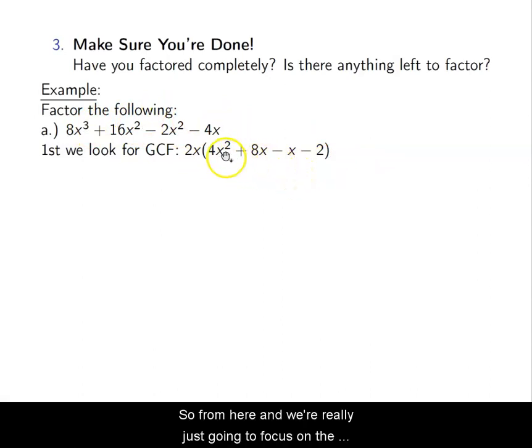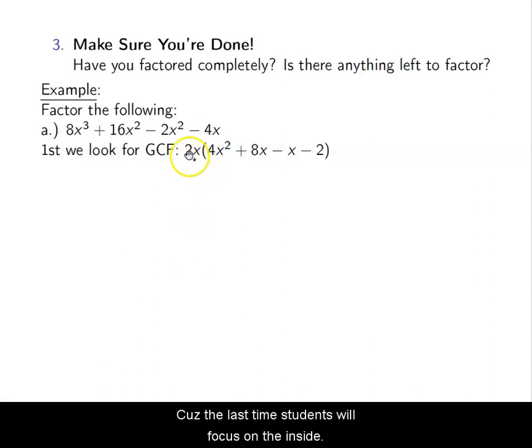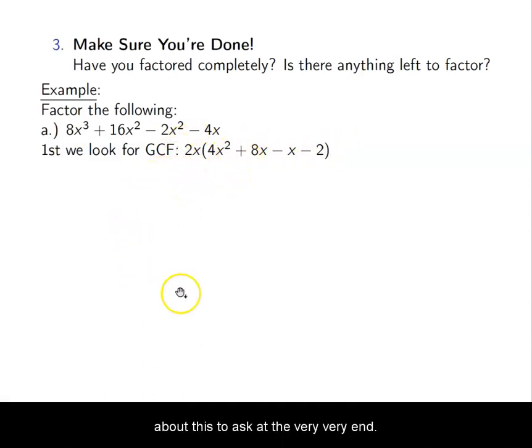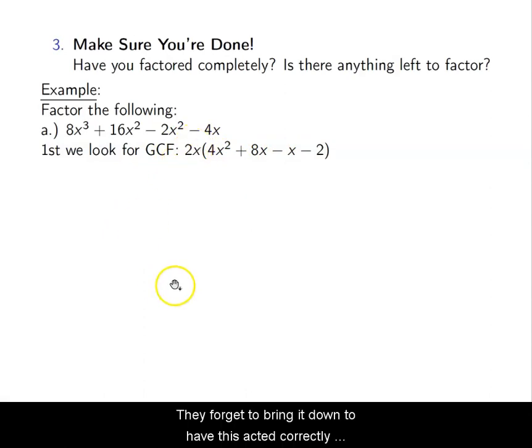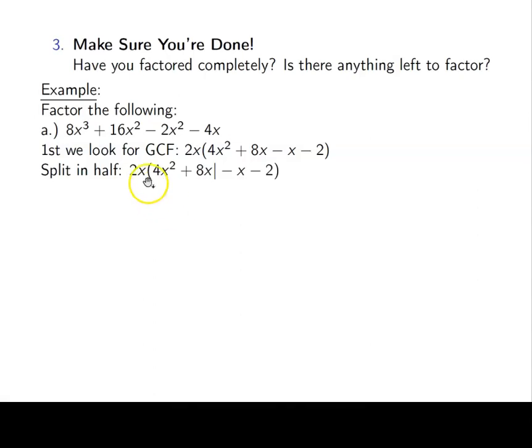From here, we're really just going to focus on the inside. You can continue to drop down the 2x with you the whole time. I suggest that you do that because a lot of times students will focus on the inside parentheses, the inside polynomial, and they'll forget about this 2x. At the very, very end, they forget to bring it down. They have this factored correctly, but they don't have the GCF on the outside in its factored form. So I suggest you bring the 2x with you the entire way.